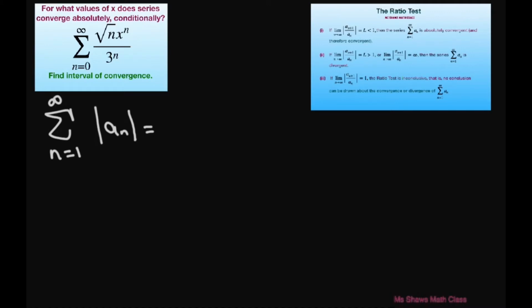And this is going to equal the square root of n times the absolute value of x to the power of n, divided by 3 to the power of n. So you just need to do the absolute value of x. Using the ratio test, that's going to be... I know you can't see it very well here.